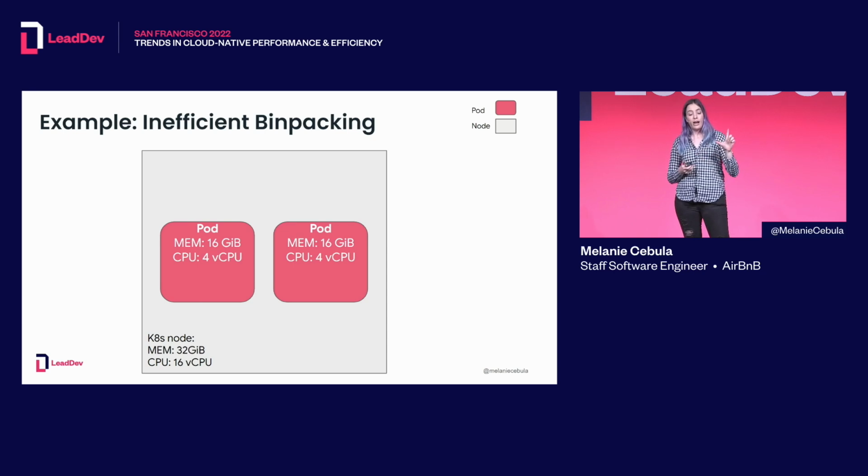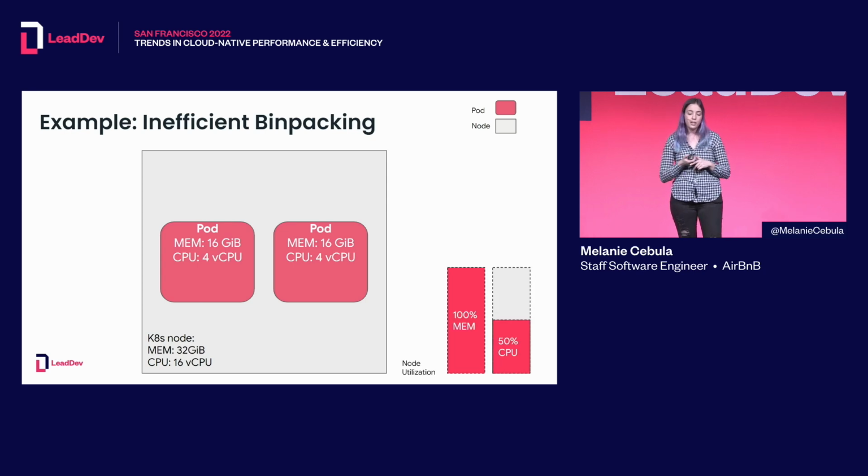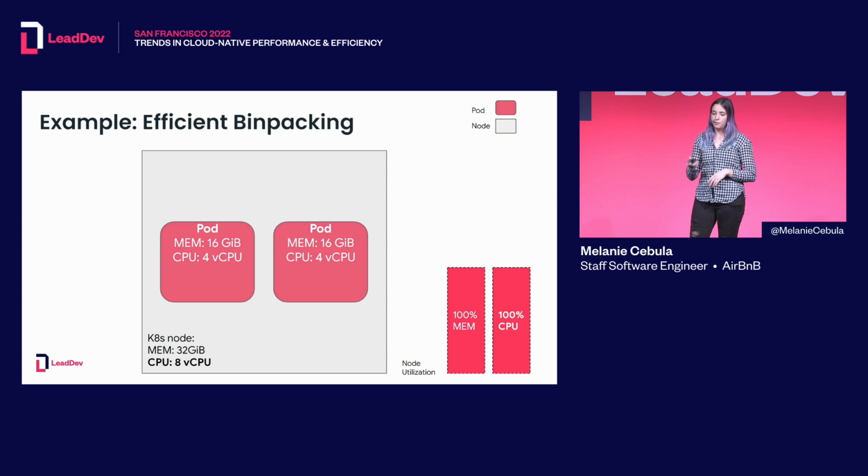So this node has 32 gigs of memory and 16 CPUs available for all of its tenants, and our tenants are Kubernetes pods. So in this example, I have 2 pods, and they each take 16 gigs and 4 CPUs. Our node is fully booked up because it doesn't have any more memory. So we can't schedule another workload that takes any memory. But it's actually only using 50% of its available CPU.